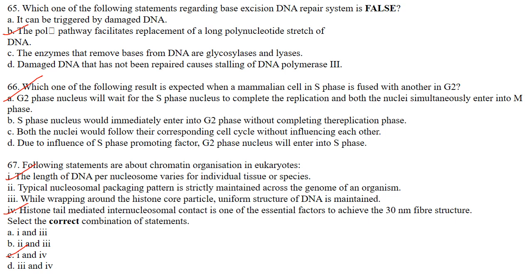Okay. The length of DNA per nucleosome varies for individual tissues or species. That is correct. Typical nucleosomal packaging is strictly maintained across the genome of an organism. It does not happen strictly. In the whole genome, there is euchromatin and heterochromatin region, and the euchromatin region maintains the nucleosome organization but not the heterochromatin. So 2 is not correct. While wrapping around the histone core particle, uniform structure of DNA is maintained. It is not uniform, it varies. Then histone tail mediated internucleosomal contact is one of the essential factors to achieve the 30 nanometer fiber structure. That is also correct. So 1 and 4 are correct and option C is your answer.